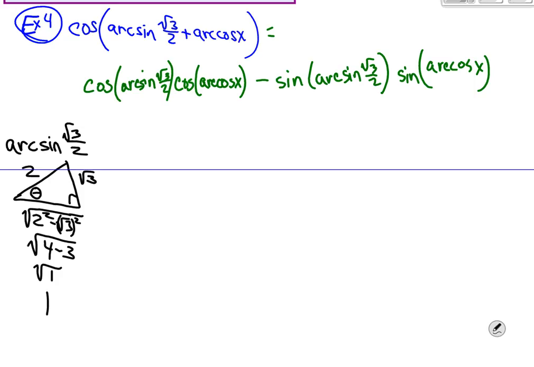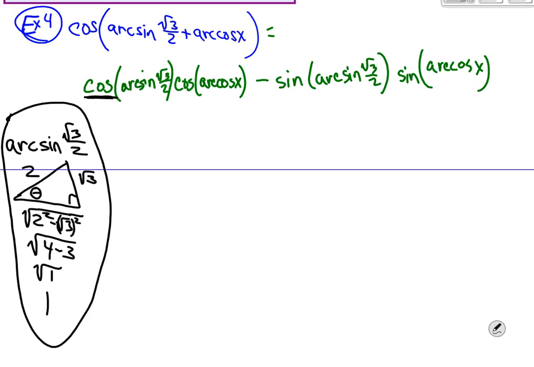So if I want to find the cosine of this situation, cosine of theta is the adjacent over the hypotenuse. So the cosine of the arc sine of the square root of 3 over 2 is 1/2. Give me a head nod if you are with me that once I drew this picture and found the missing side, I know that the cosine of that angle is 1/2.